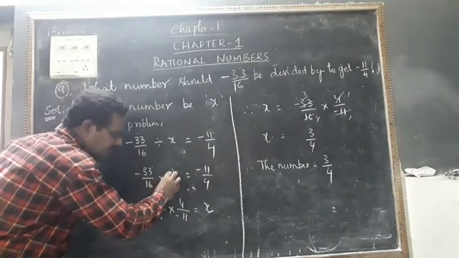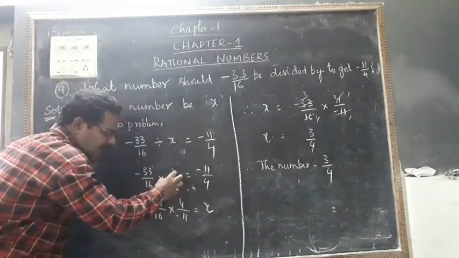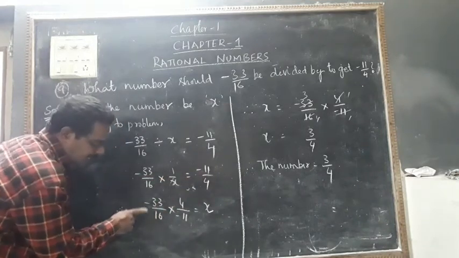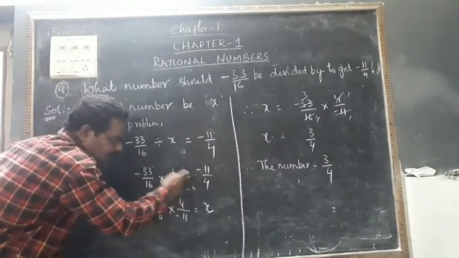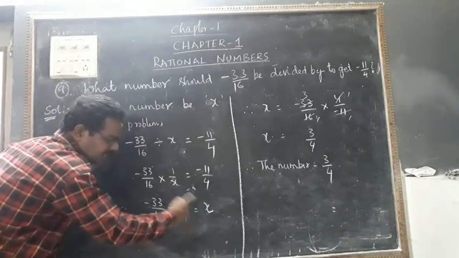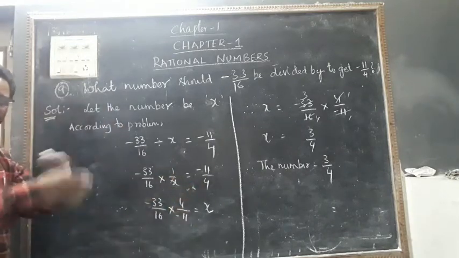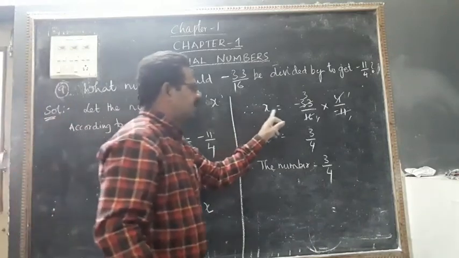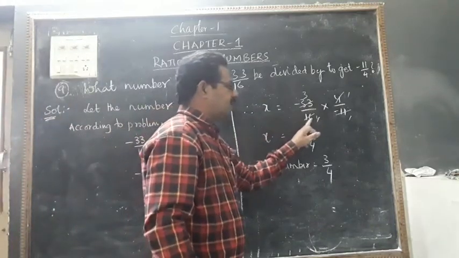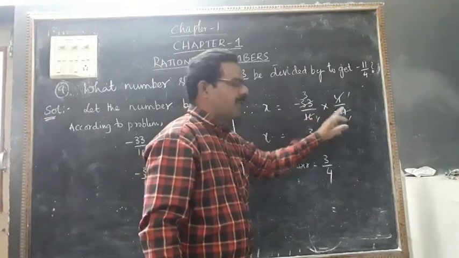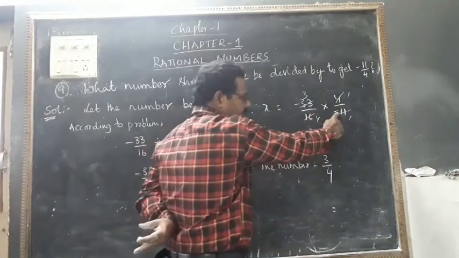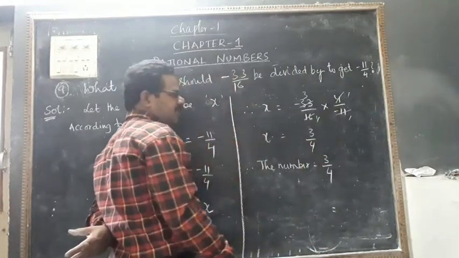Okay. So take this x to that side and this fraction to this side. Minus 33 by 16 into 4 by minus 11 is equal to x. Fractions will be reversed. Therefore, x is equal to minus 33 by 16 into 4 by minus 11. Minus and minus will become cancelled.